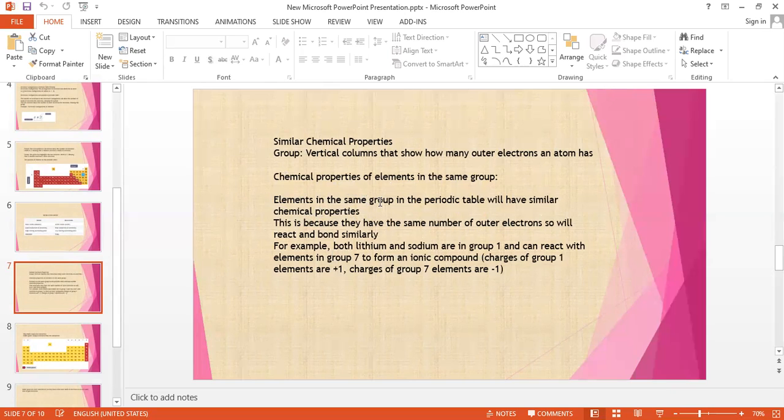That means the elements in the same group in the periodic table will have the same characteristics or chemical properties. This is because they have the same number of outer electrons, so will react and bond similarly. For example, both lithium and sodium are in group 1 and can react with elements in group 7 to form an ionic compound. Charges of group 1 elements are +1, charges of group 7 elements are -1.